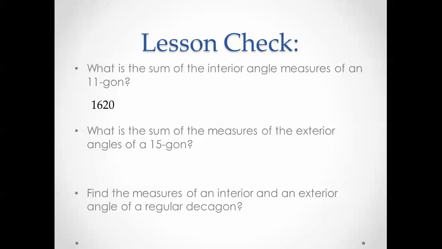What is the sum of the measures of the exterior angles of a 15-gon? It doesn't say anything about regular, so this would be 360. Easy. All right, and then find the measures of an interior and an exterior angle of a regular decagon. In order to do this, 10 minus 2 times 180, divided by 10, and 360 divided by 10 for the exterior angle. So an interior angle ends up being 144. An exterior angle ends up being 36.